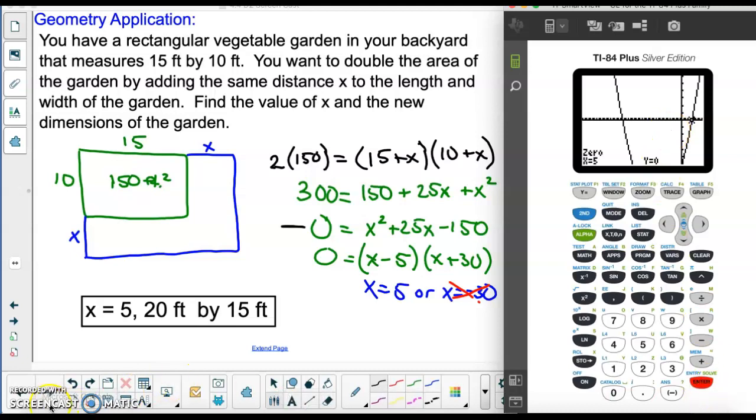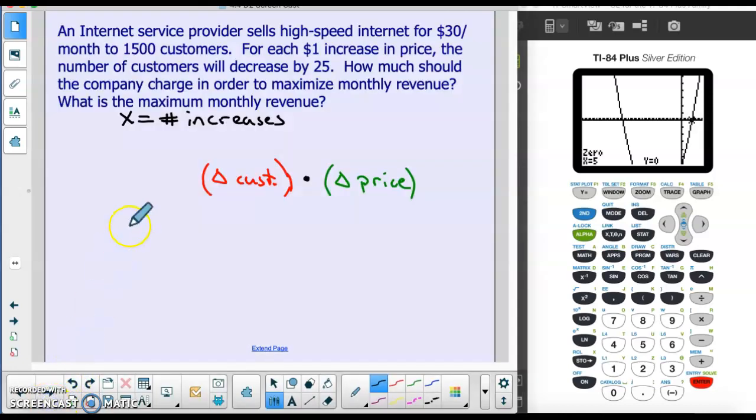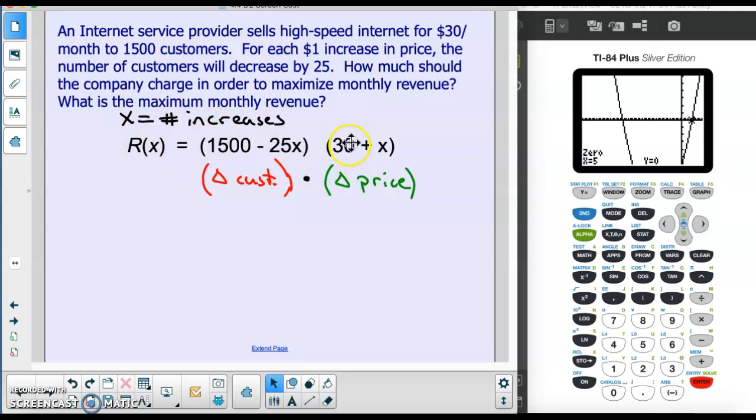Okay? And now the next thing I want to do is we're going to try the next question. Remember I had the number of customers multiplied by the change in customers multiplied by the change in price. X is equal to the number of increases. Here's the equation. So that's the equation I want to type in.